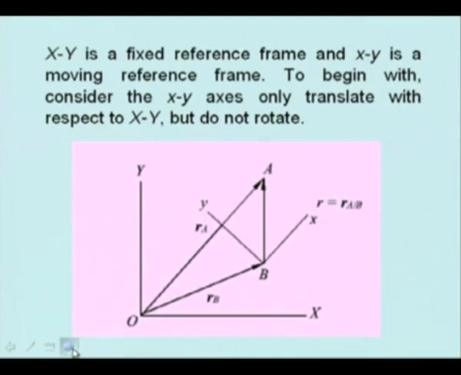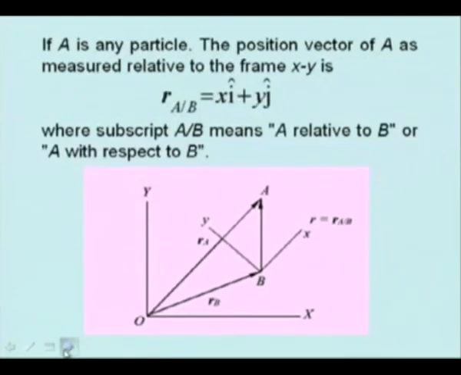Now, this case becomes quite simple. If A is any particle, the position vector of A as measured relative to the frame x y is R A/B equal to x i plus y j, where the subscript A/B means A relative to B, or A with respect to B.